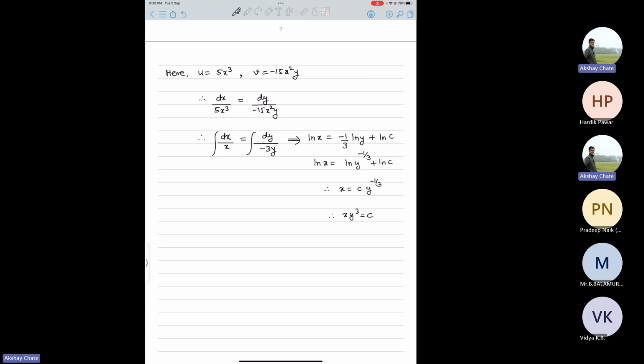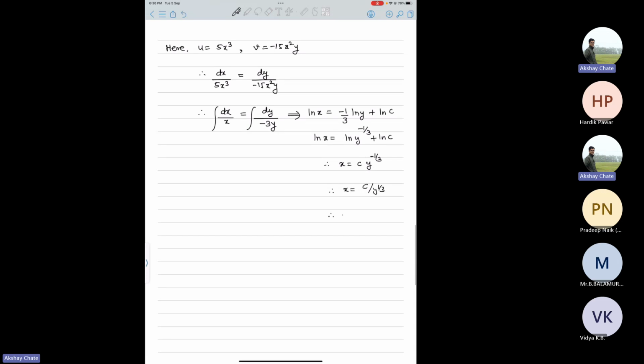Oh, sorry, I made a mistake here. So basically, it becomes x equal to c by y power 1 by 3. Therefore, x y power 1 by 3 is equal to c. Yeah, so this is the equation of your streamline. So this is how you solve such problems. Okay, then we'll move to the next topic.